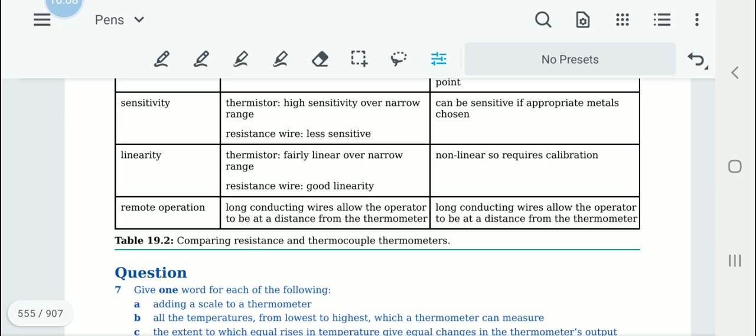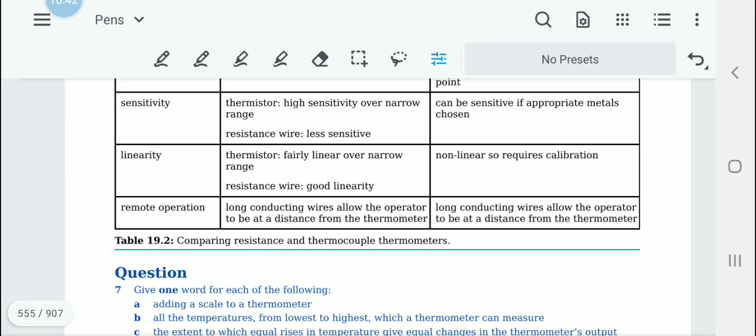Linearity: over that specific narrow range, thermistors can actually be fairly linear. Resistance wires would have a good linearity. In thermocouple thermometers, it is not going to be linear. It has to be calibrated. The specific points need to be calibrated, but the in-between points are not going to be accurate.